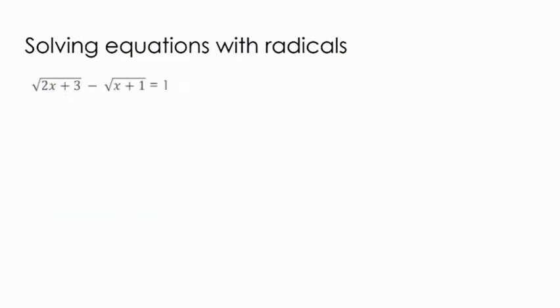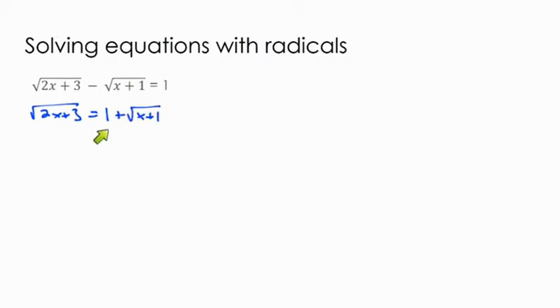Here's our next problem. Now this problem actually requires a lot more work because we have two different radicals that are in two different terms. So we're still going to follow the same method we did last time. It's just going to get a little bit hairy algebraically. So what I'm going to do first is isolate one of my radicals, and it doesn't matter which one. So I'm going to add this root of x plus 1 to each side.